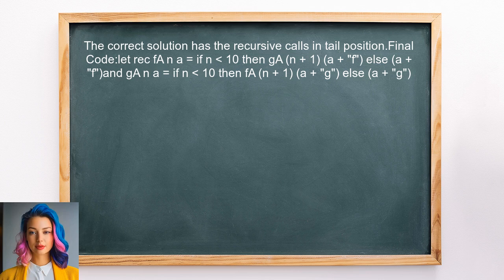Finally, the user arrived at the correct solution. In this version, the recursive calls to fa and ga are indeed in the tail position, allowing for proper optimization.